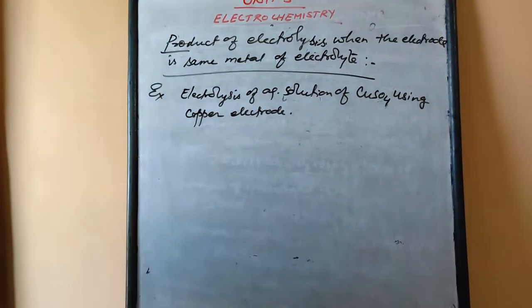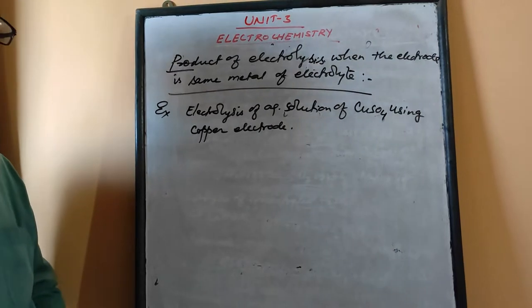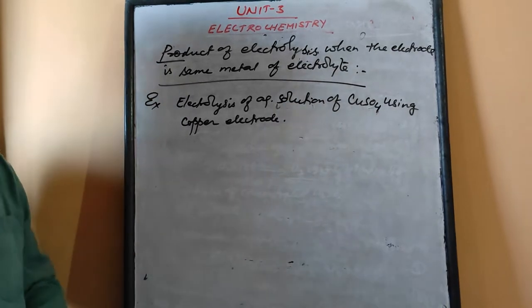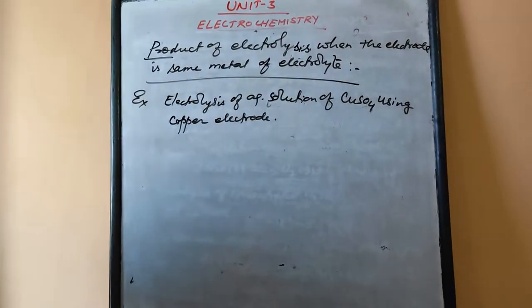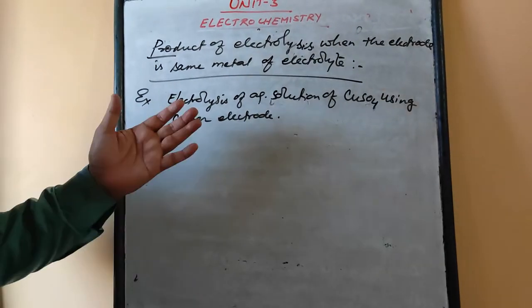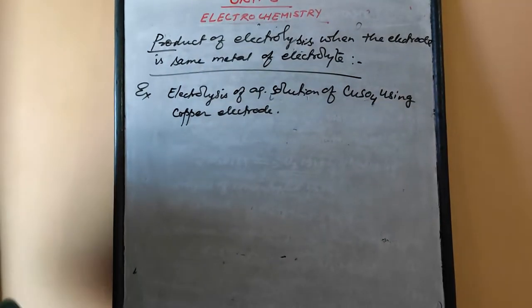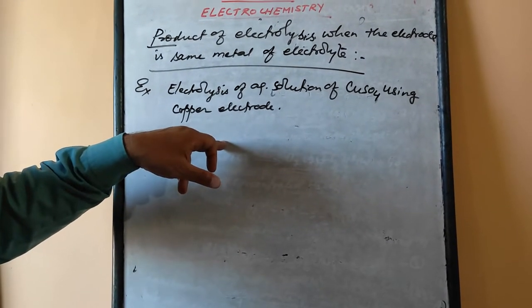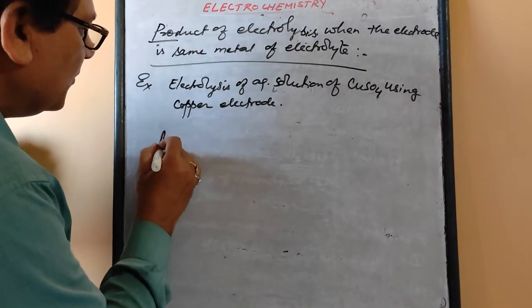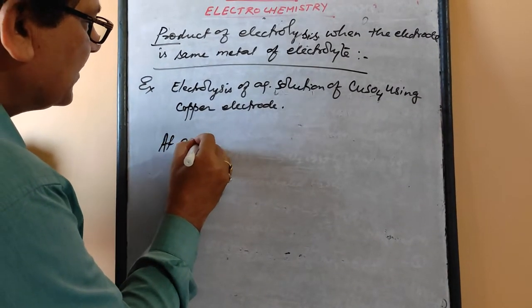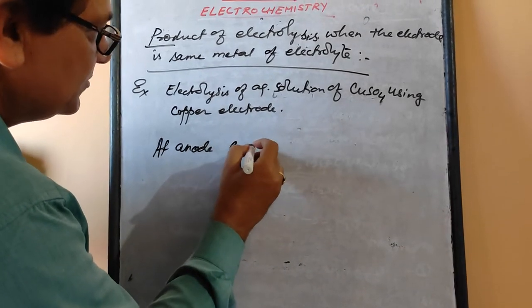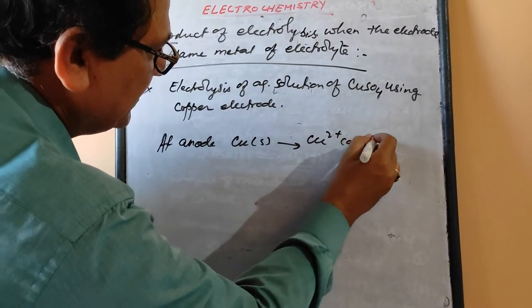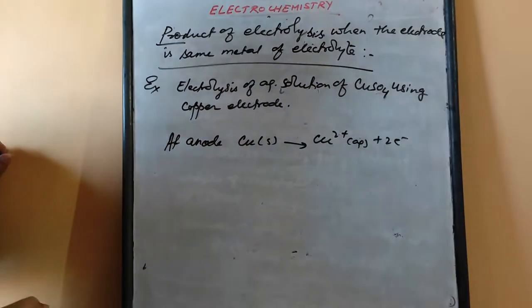Now see, if electrolysis of copper sulfate is done using platinum electrode, naturally copper is deposited on the cathode and O2 gas is released at the anode. But if electrolysis of aqueous solution is done using copper electrode, which is an active electrode, then at the anode Cu solid gives Cu2+ aqueous plus 2 electrons. Oxidation of copper takes place.